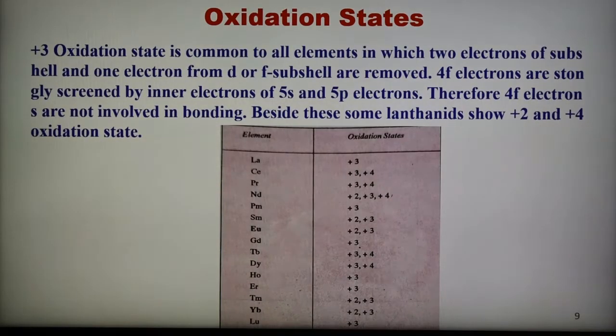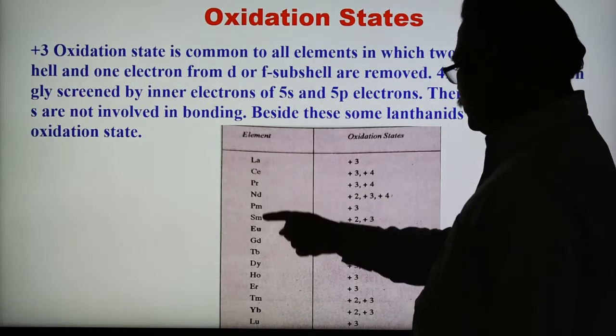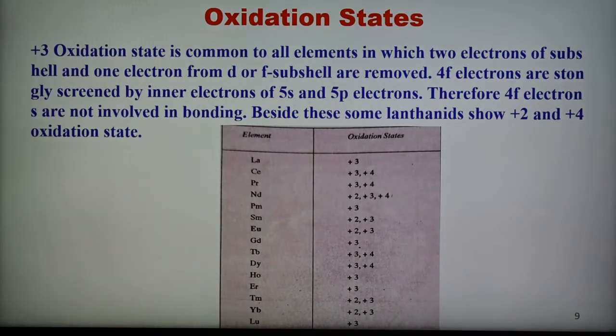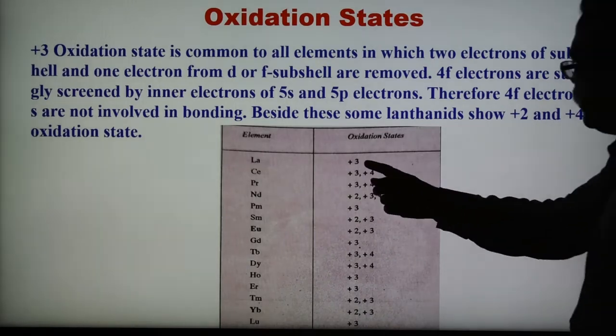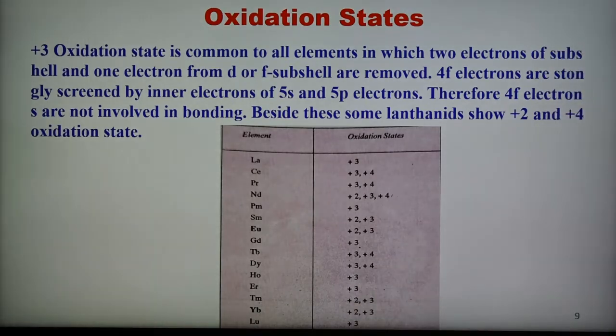And now the next important property is the oxidation state. The oxidation states of all these elements are shown in this table, for lanthanum, cerium, praseodymium up to lutetium, 14 elements. In this case, the common oxidation state shown by all the elements is +3. See here, +3, +3, +3, +3, +3 is shown by all the elements. Therefore we can say that the common oxidation state is +3.